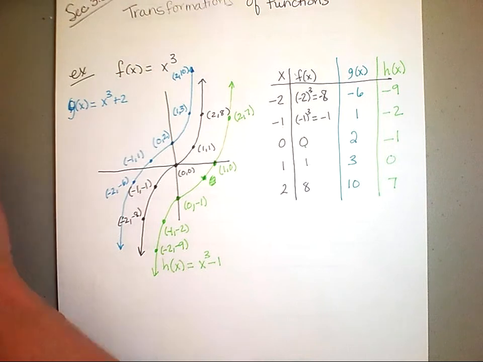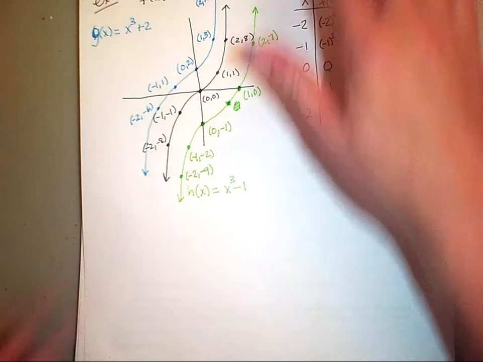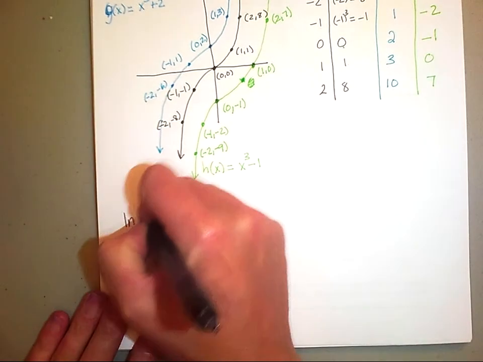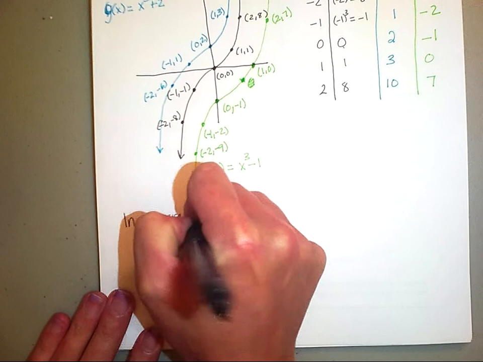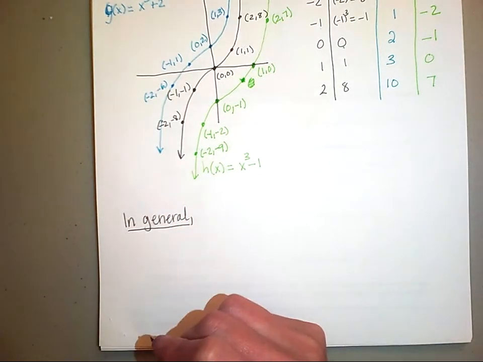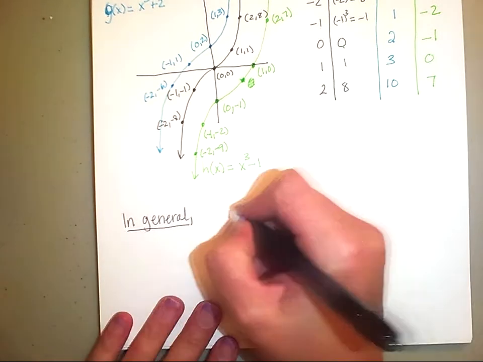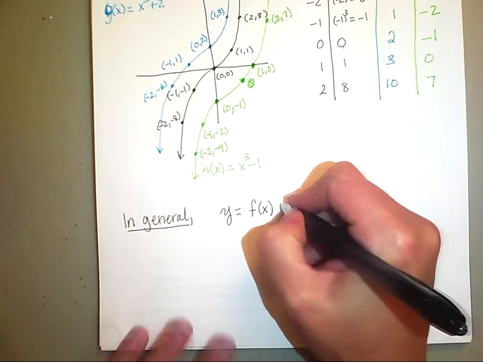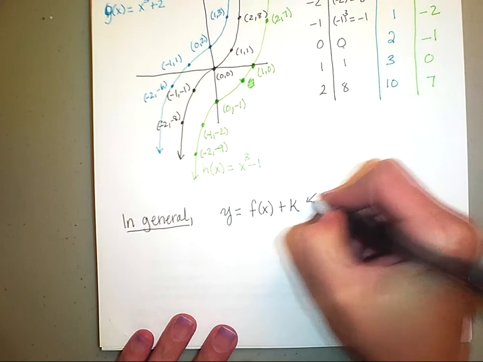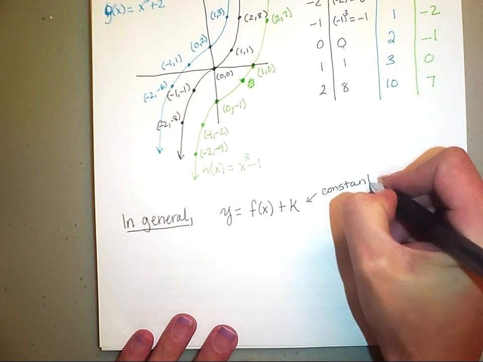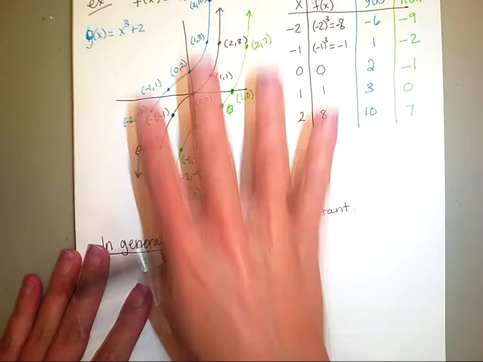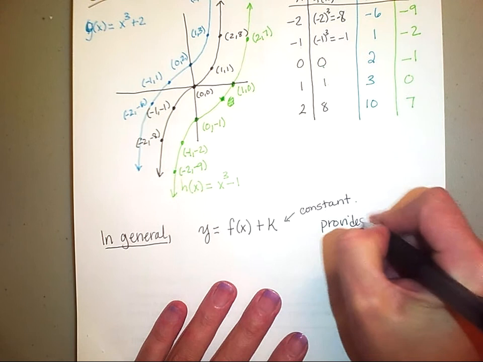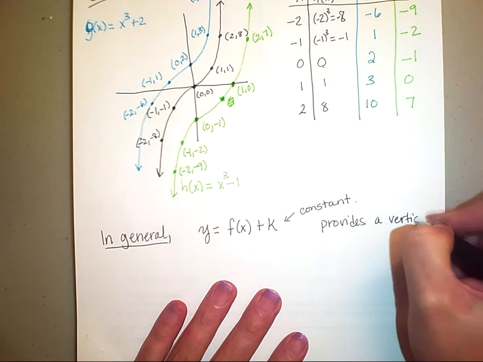Okay. So now in general, let's make a rule that you can see here then. In general, for any function, if we have some function y that's equal to a parent function, f of x, or a basic function, whatever you want to call it, and we add some constant, what will happen then is it's going to move the function up or down. Okay? So this provides a vertical shift.